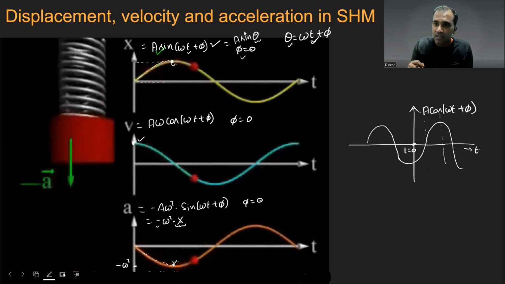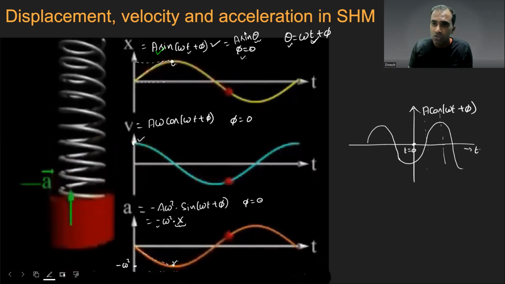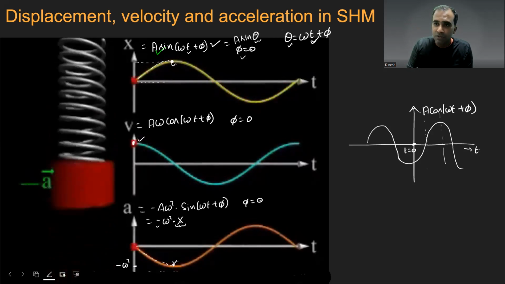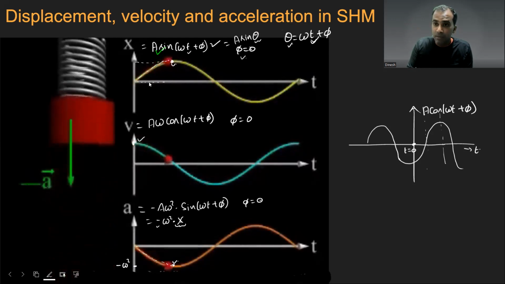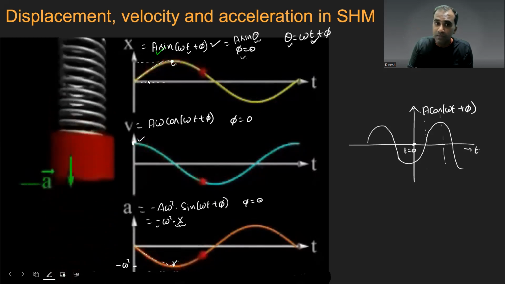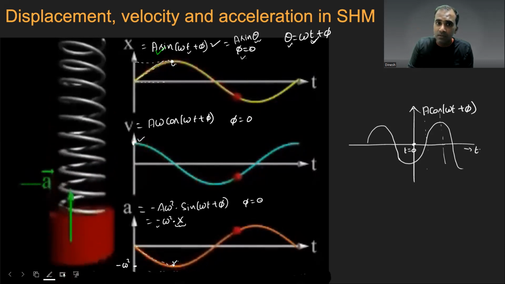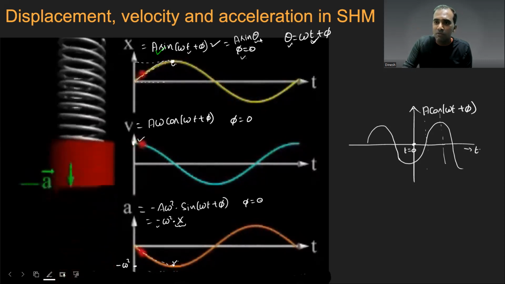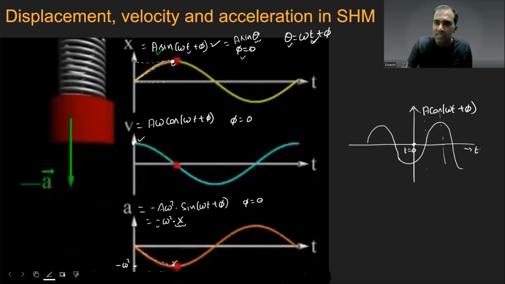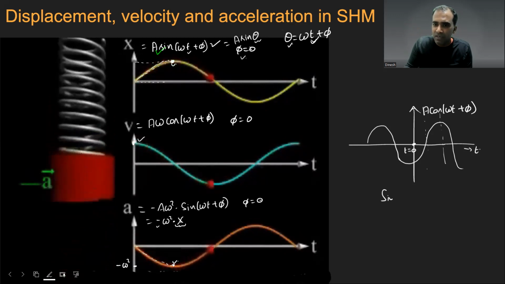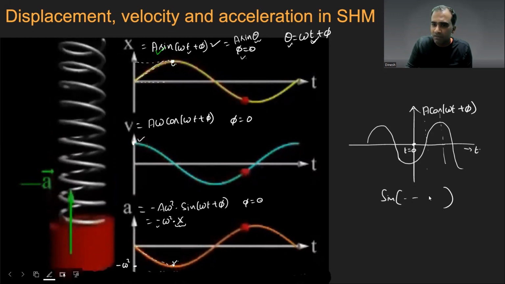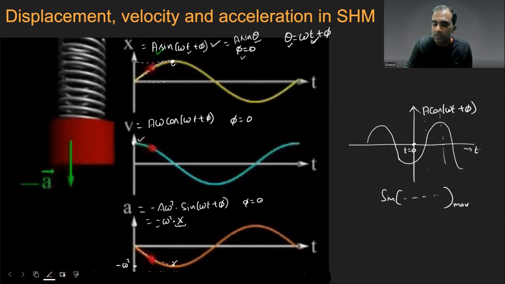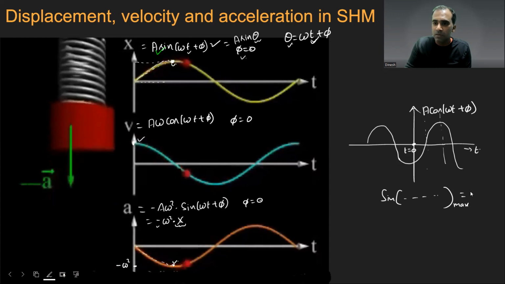Sine theta, what happens as theta increases? Sine theta also increases initially, no? From 0 to pi by 2. Sine 0 we know is 0, sine pi by 4 is 1 by root 2, sine pi by 2 is 1. Correct? It is increasing, no? When is it maximum? Very simple stuff. What is the maximum value of sine theta? Whatever is inside, you can put any garbage that you want inside the sine. What is the maximum value possible? What is the maximum value of sine theta or cos theta possible?